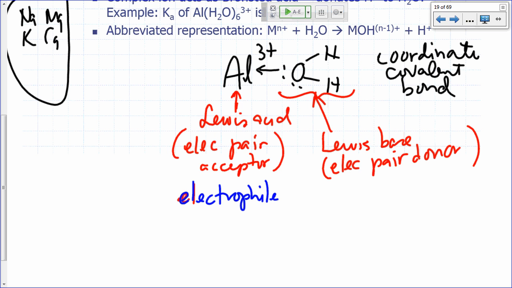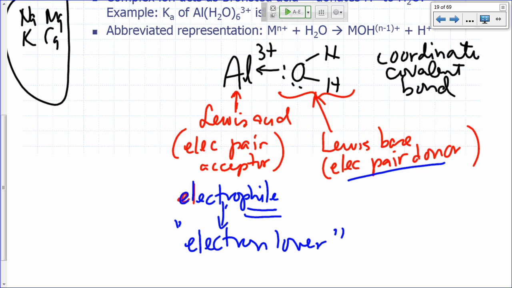Okay, why electrophile? What does phile mean? Philadelphia, city of brotherly love. This is an electron lover. An audiophile is someone who likes music. And electron pair donor: look at this electron pair. It's looking for something positive. It's looking for a nucleus. A nucleus is positive. This is also known as a nucleophile.